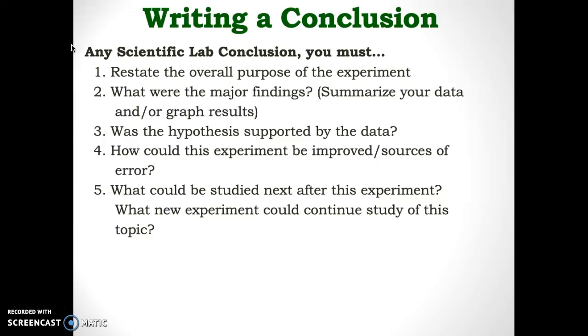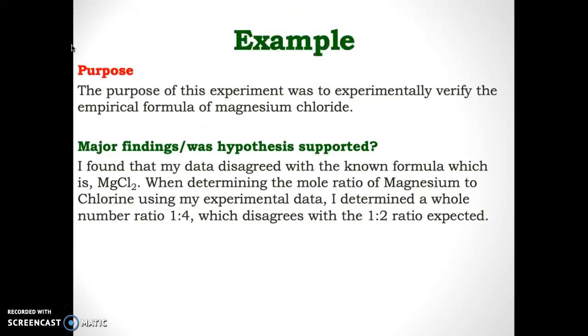Okay? So my example, which you can use, and also the frame I've provided you to write your own conclusion, begins like this. The purpose of this experiment was to experimentally verify the empirical formula of magnesium chloride. I summarized what we did. Then I went into what I found. I found my data disagreed with the known formula of MgCl2. I determined my ratio of magnesium to chlorine using my data to be 1:4, which disagrees with the 1:2 ratio expected. Now, your data might have agreed or disagreed, and this is the part where I state what I found.